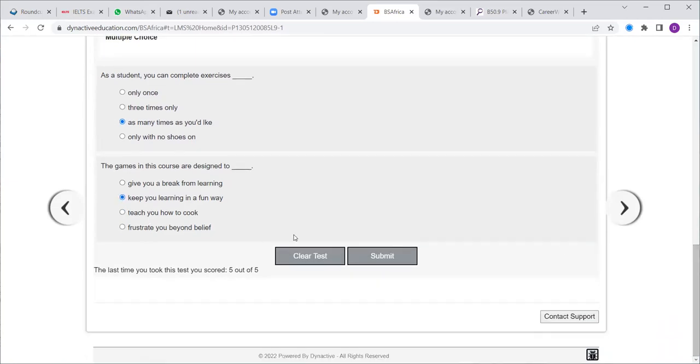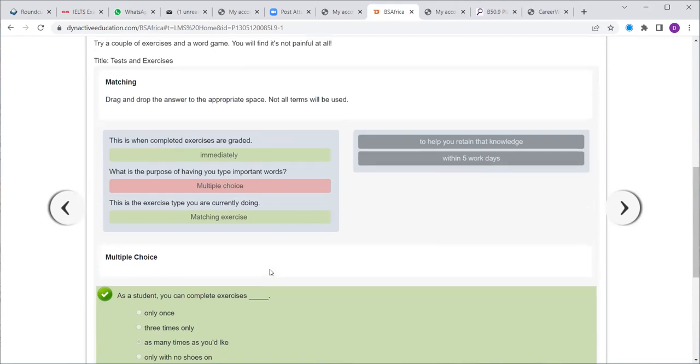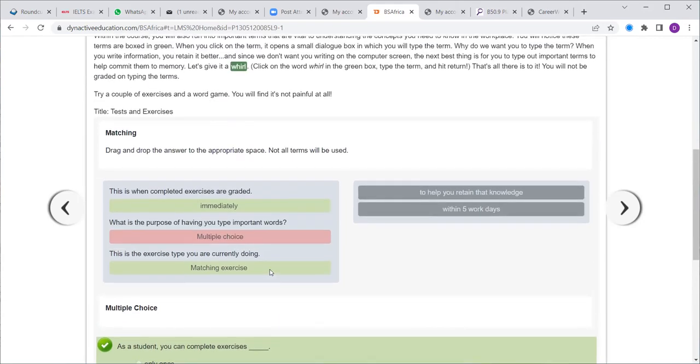When you do the test, as soon as you submit, it is instantly graded. Have you seen? It says I have scored 4 out of 5. Number of times taken: 2. The last time you took this test, you scored 5 out of 5. Submission has been saved on the server. So even though now I scored 4 out of 5, the system will still take the highest score. Exactly. So that is how the test is.